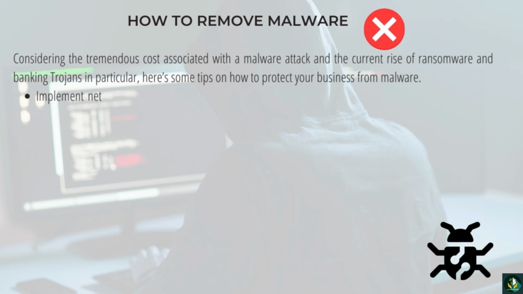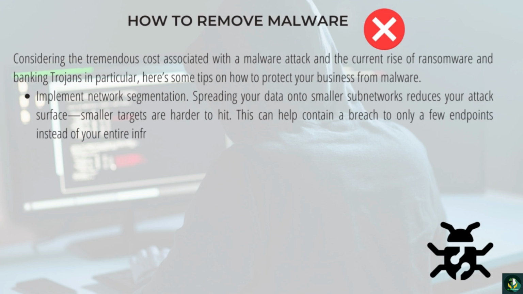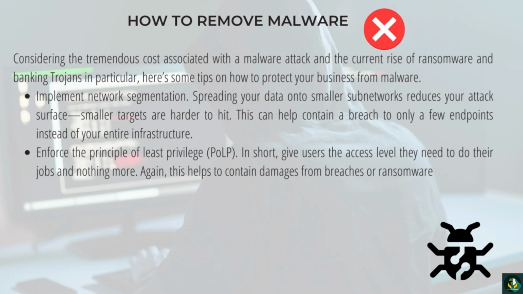Implement network segmentation. Spreading your data onto smaller subnetworks reduces your attack surface. Smaller targets are harder to hit. This can help contain a breach to only a few endpoints instead of your entire infrastructure. Enforce the principle of least privilege, POLP. In short, give users the access level they need to do their job, and nothing more. Again, this helps to contain damages from breaches or ransomware attacks.